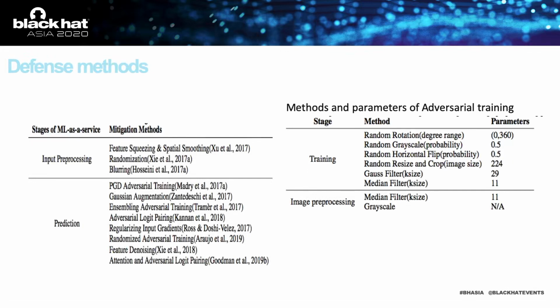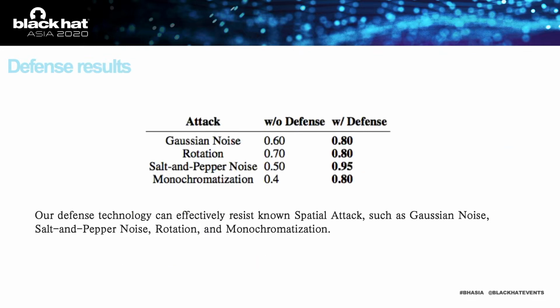Adversarial training includes adversarial examples in the training stage: it generates adversarial examples at every step of training and injects them into the training set. On the other hand, we can also generate adversarial samples offline. The size of the adversarial samples is equal to the original dataset, and then we retrain the model. Using our defense technique can effectively resist noise and spatial attacks, such as Gaussian noise, salt and pepper noise, rotation, and monochromatization.